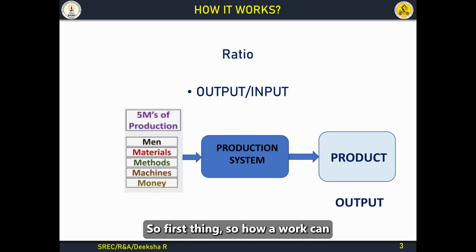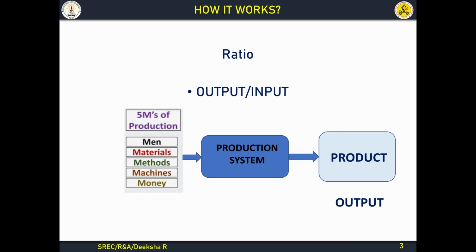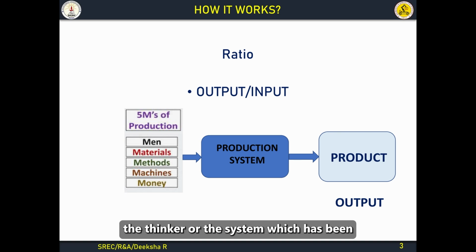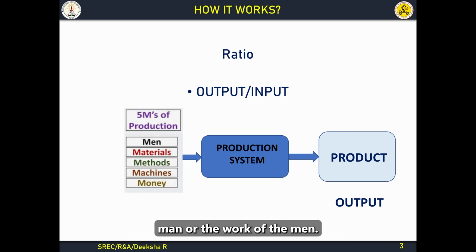So first, how can work be measured? It is measured as the ratio of output to input. Output here is nothing but the end product, and the input here is the 5 M's. The 5 M's are nothing but the man, material, method, machines, and money. So when a system has to be developed, it is formed from the idea of a man, or the work of men.